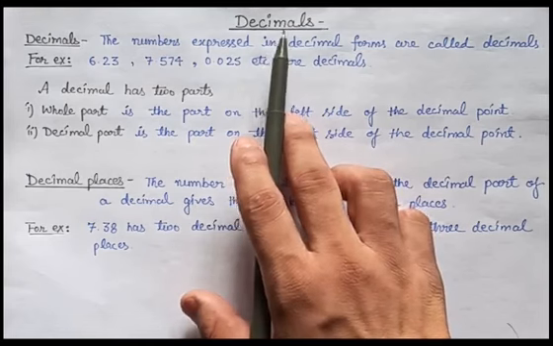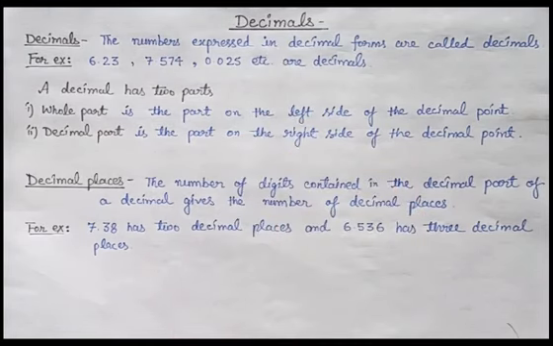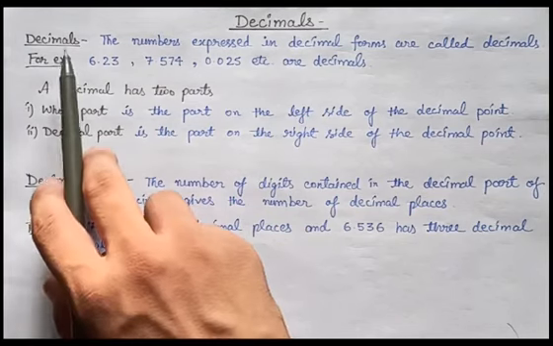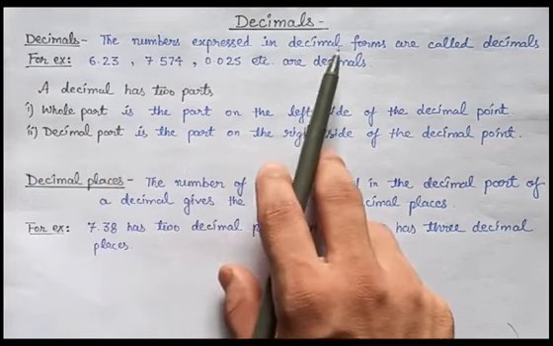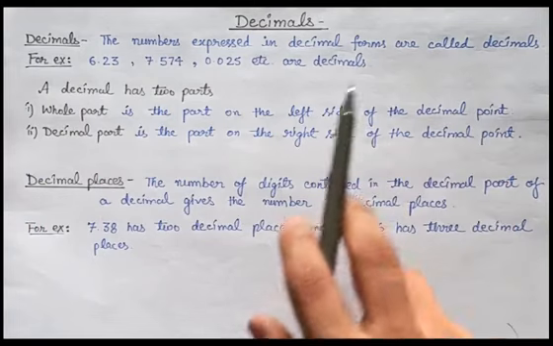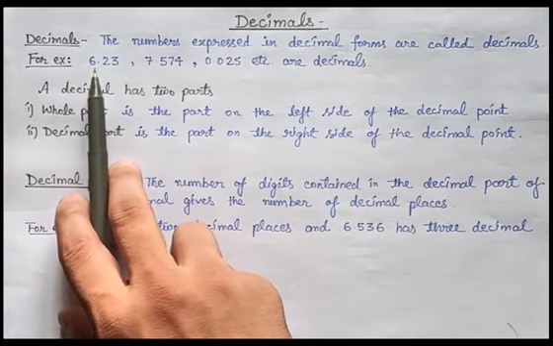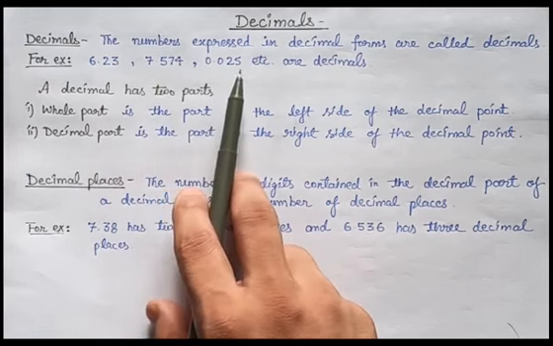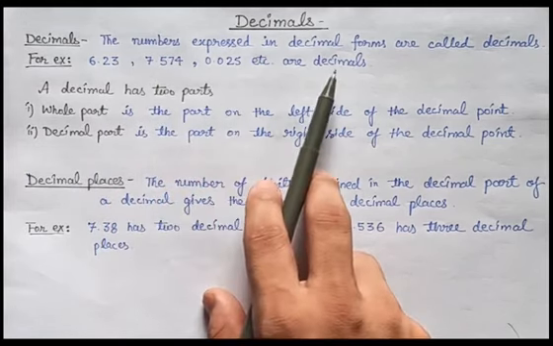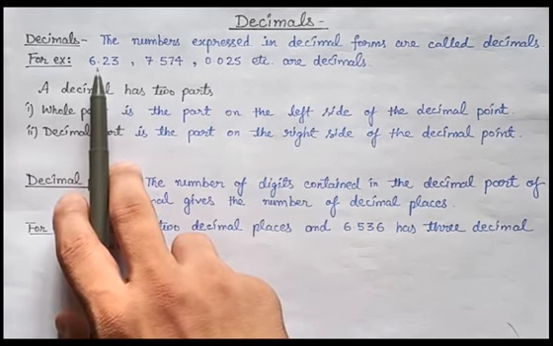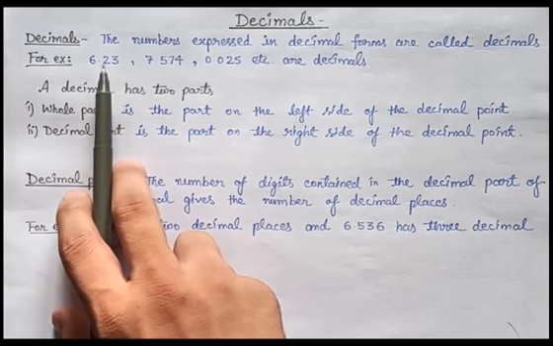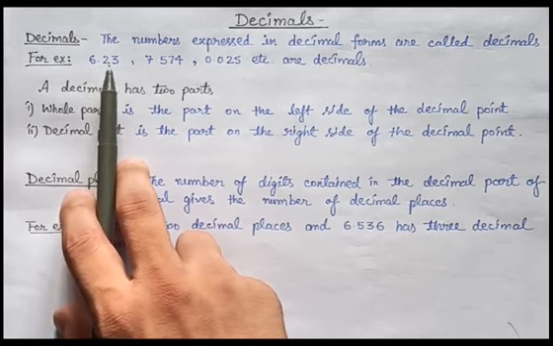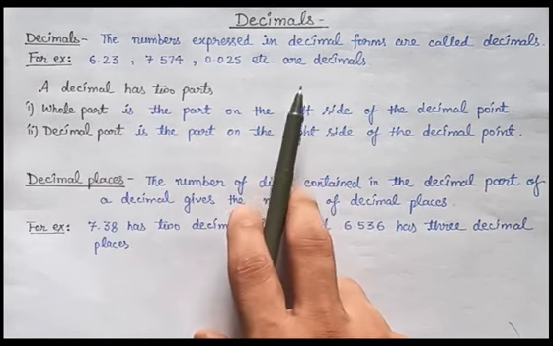So before going in detail with this chapter decimal, we will understand first what are decimals. So let us see the definition of decimals. The numbers expressed in decimal forms are called decimals. For example, you can see here 6.23, 7.574, 0.025. All these are decimals because here you can see these are expressed in decimal form and also these numbers contain a decimal point. So these are some examples of decimals.